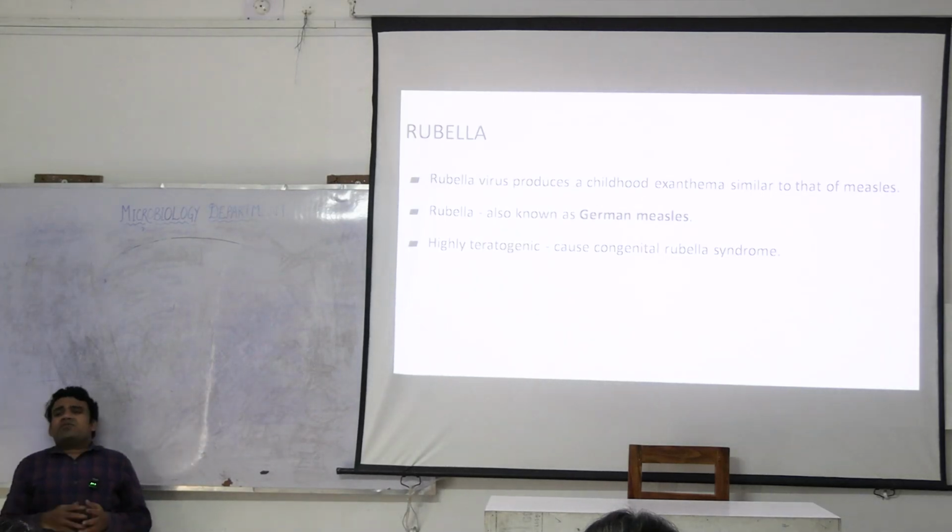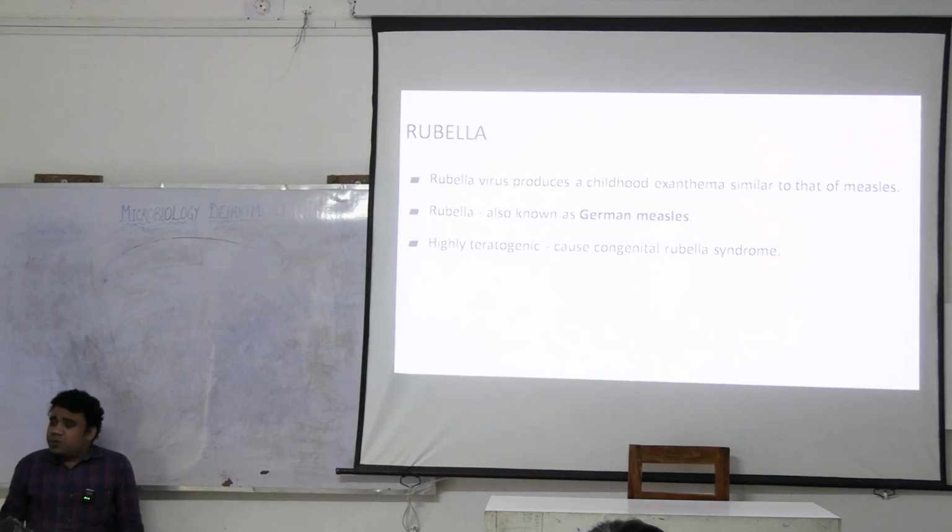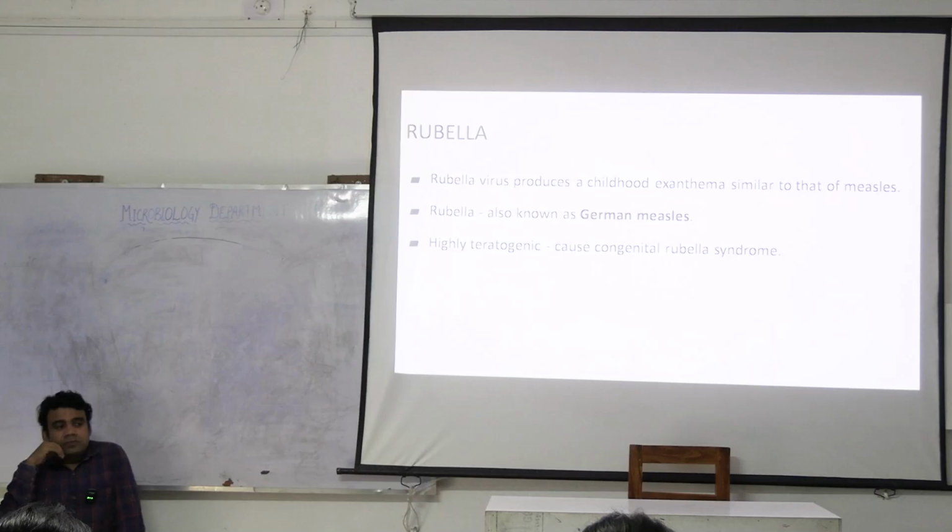Now, coming to the next kind of disease, another manifestation which almost resembles measles is called as rubella or German measles. Now, this is caused by rubella virus, and also keep in mind the last line. This virus is highly teratogenic. Teratogenic means, what do you mean by teratogenic? It can cause severe complication in the intrauterine fetus.